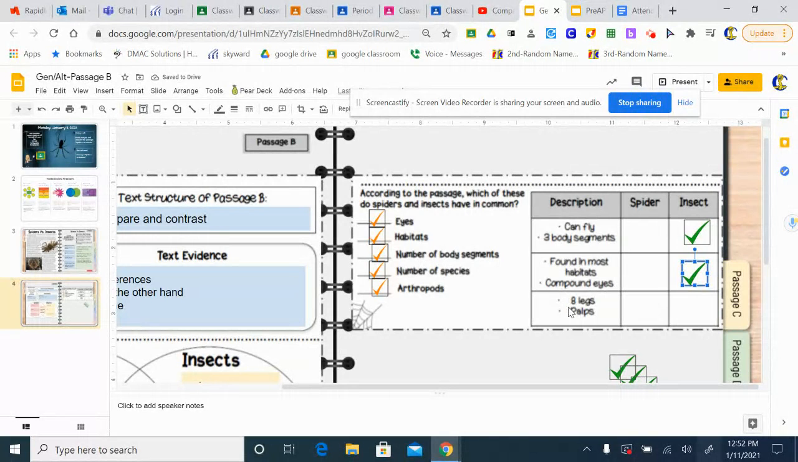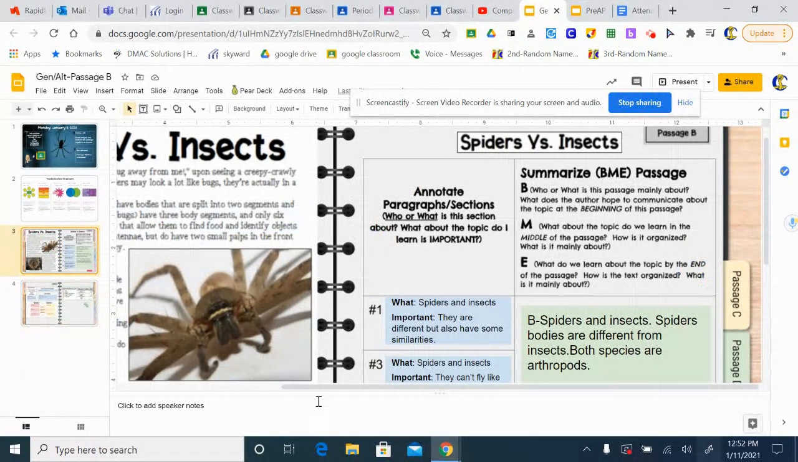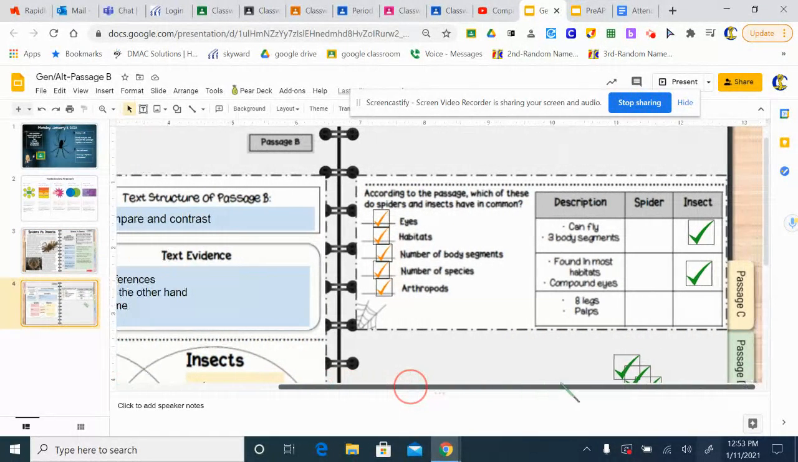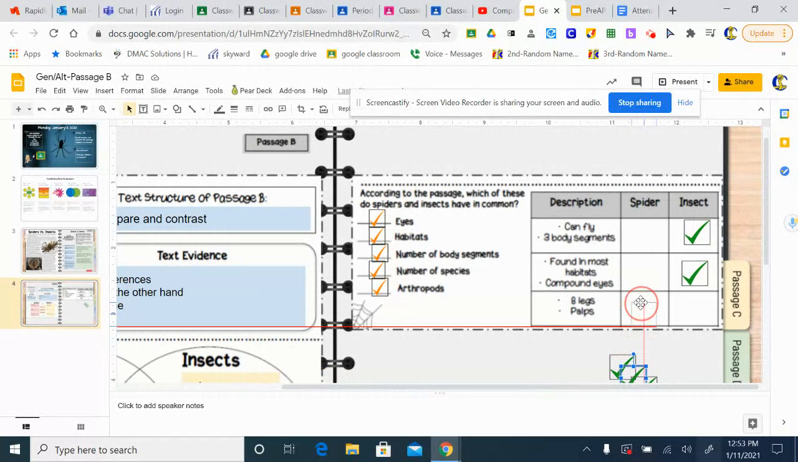And the last one says 8 legs and has palps. So if you don't remember you go back to the passage. Where did I talk about 8 legs and palps? Well, remember the palps, it's right here. So what does it say? Spiders lack antennae, but they do have 2 palps. Also talks about the legs. Talks about how their bodies are split into 2 segments and have 8 legs. So that would be your spider. You then take another check mark and check under spider. Okay, so that's what your chart should look like.